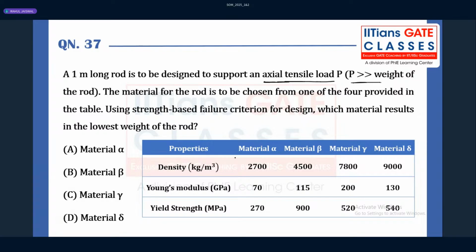For that, they have given four materials. If you see the material alpha, it is the lightest weight. Try to understand the physical significance of this question, why they have given this question. The solution will be there, definitely, no doubt.